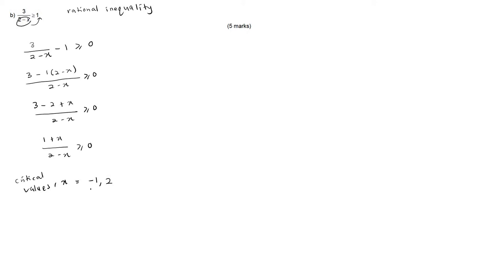When we have critical values, the next step is we must do the interval table. Okay, bila ada critical value, mesti buat interval table. The first column is the interval. Second column for test value. Third column is we want to find the sign. Okay, to find the sign, we will substitute into the last equation, which is 1 plus x over 2 minus x.